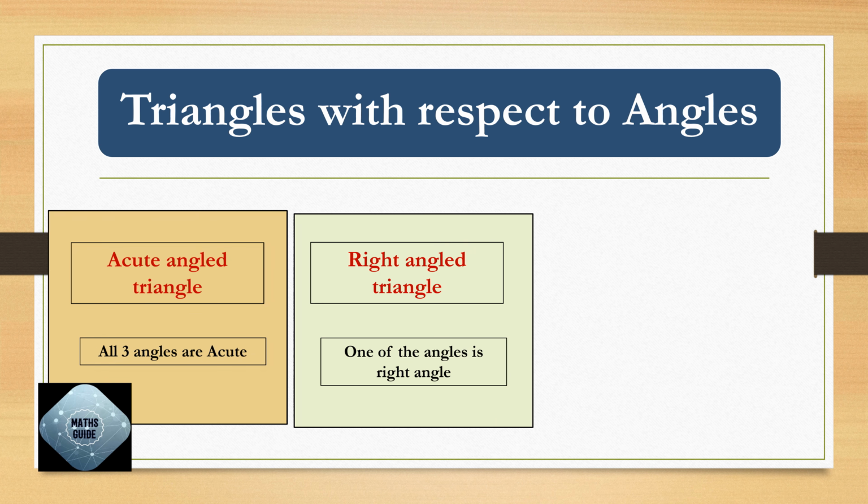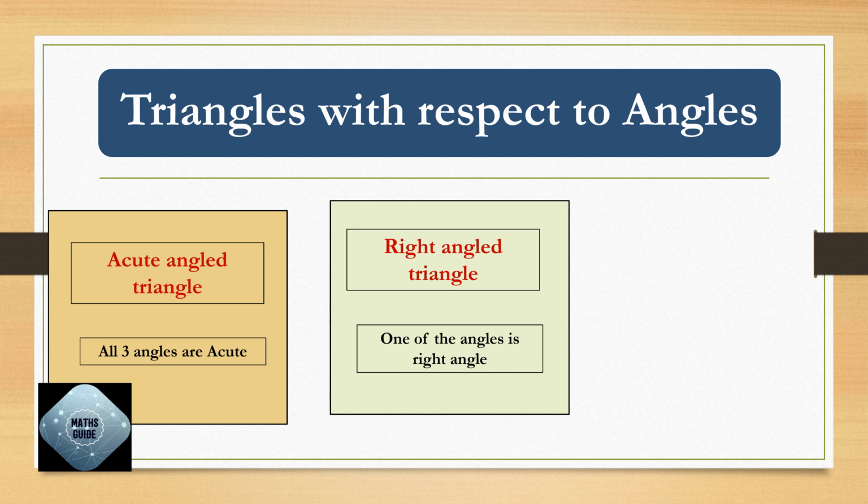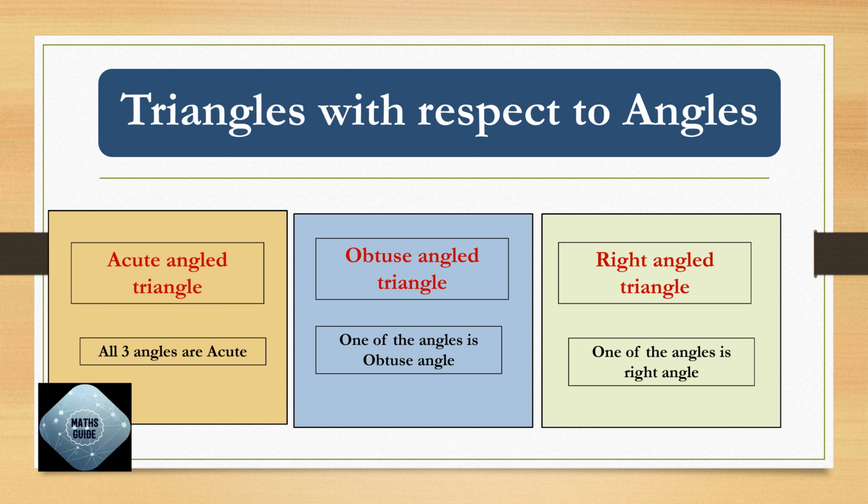Second one is a right angle triangle. One of the angles is right angle. It means one angle is exactly 90 degrees. Third one is obtuse angle triangle. One of the angles is obtuse angle and other 2 angles are acute. So if one angle of the 3 angles is obtuse, it means that triangle is obtuse angle triangle.